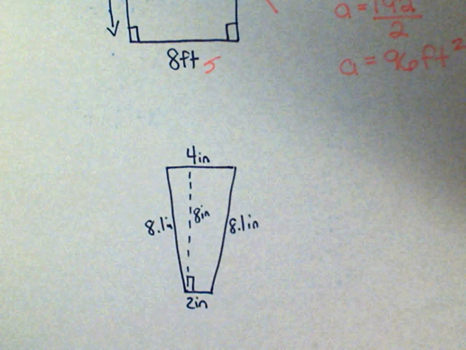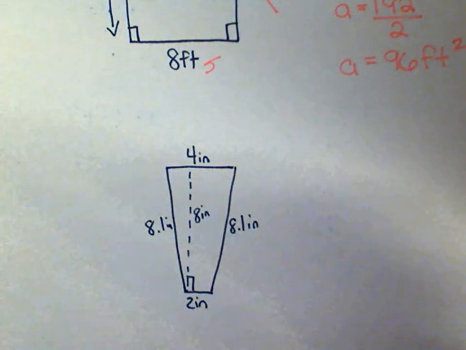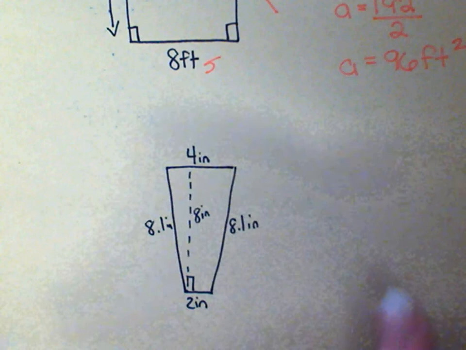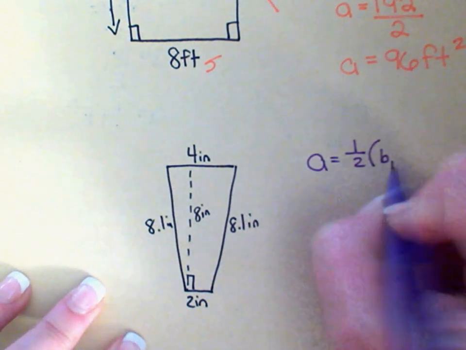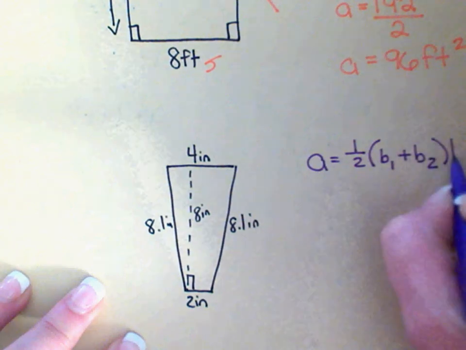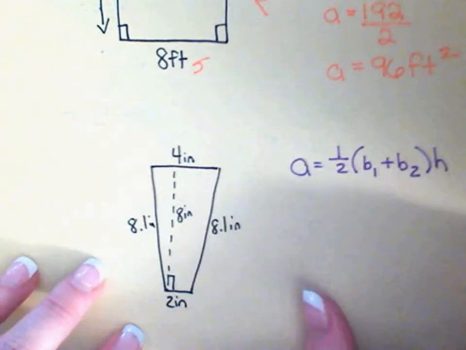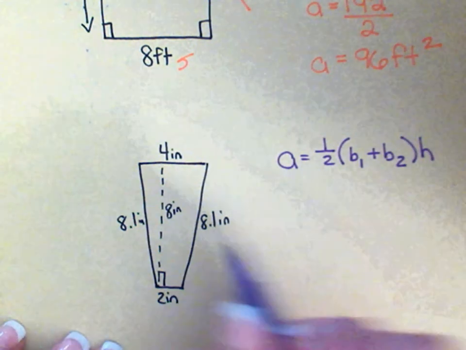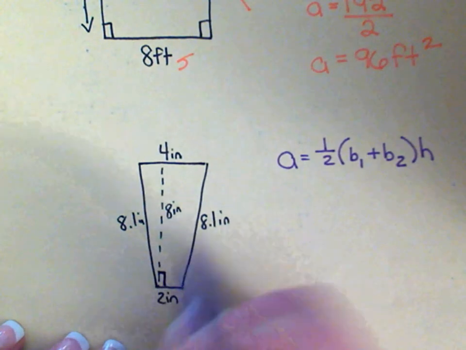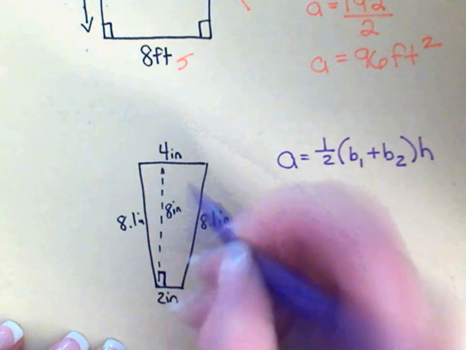Last one is a trapezoid that has multiple measurements going around and through the inside. So we need to figure out which ones we want to use and which ones we want to leave alone. I'm going to use the other formula this time. Area equals half base 1 plus base 2 times my height. So if you look at your trapezoid and you're identifying your bases, remember what our rules are. We have to have a base 1, a base 2, and a height.